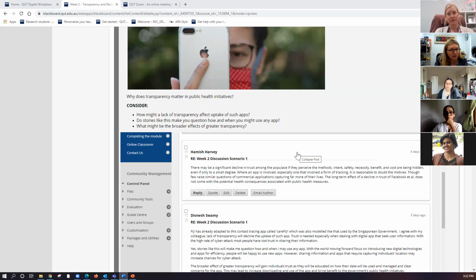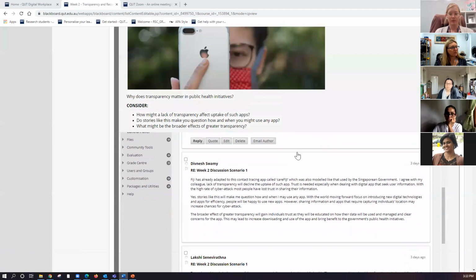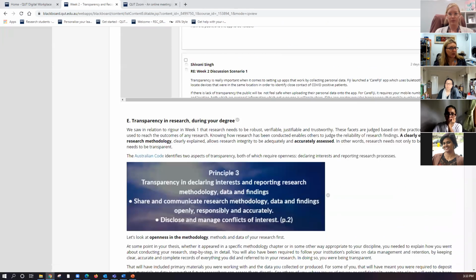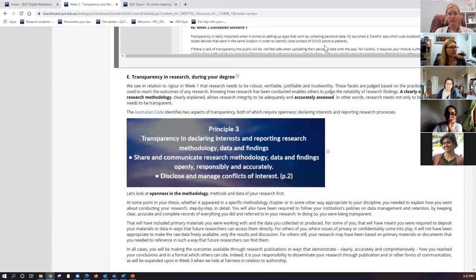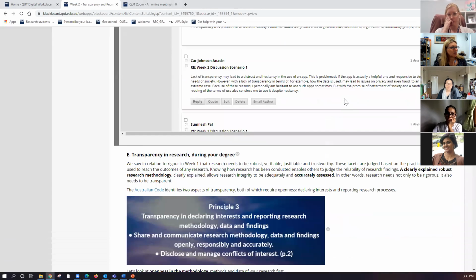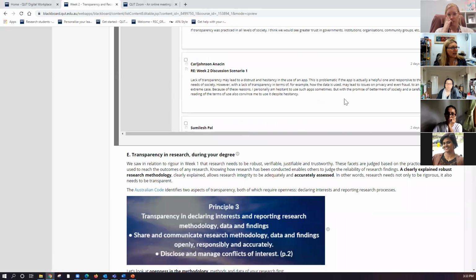Because with the COVID situation, it's everybody's health, isn't it? As opposed to maybe just a certain group, which is still important, of course, but to know that your data is safe. But with COVID, unfortunately, it's everybody. So that's affected. But yes, thank you to everybody for your discussions. They were all really great.